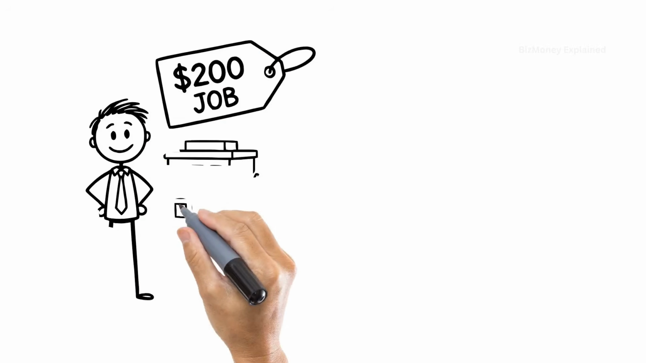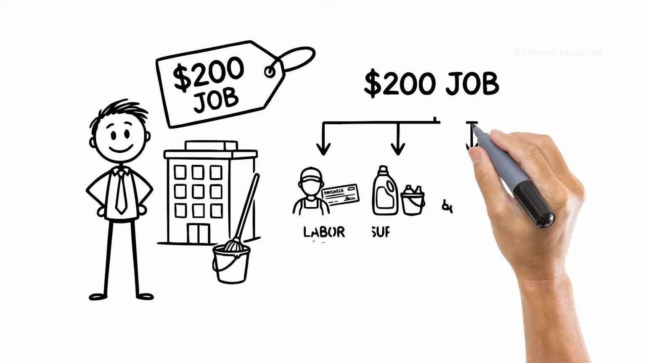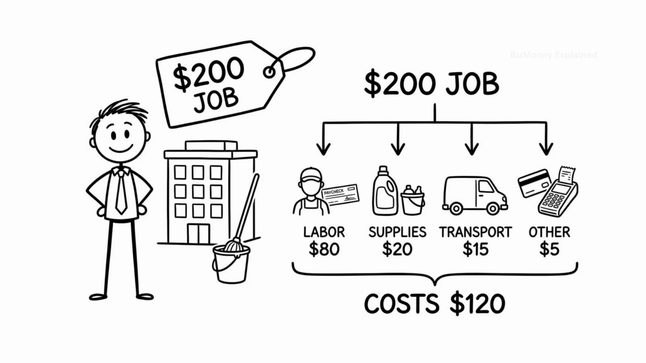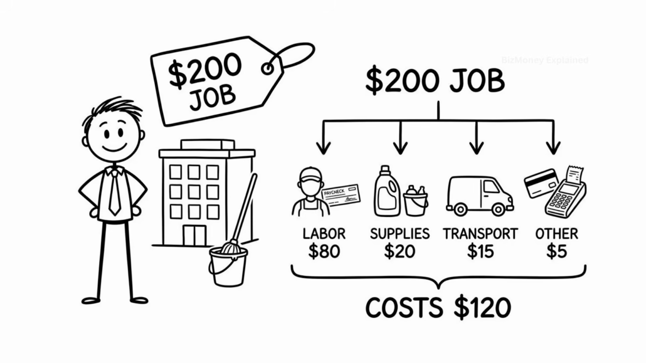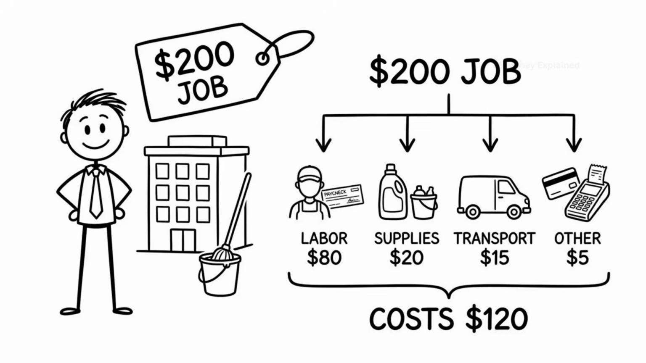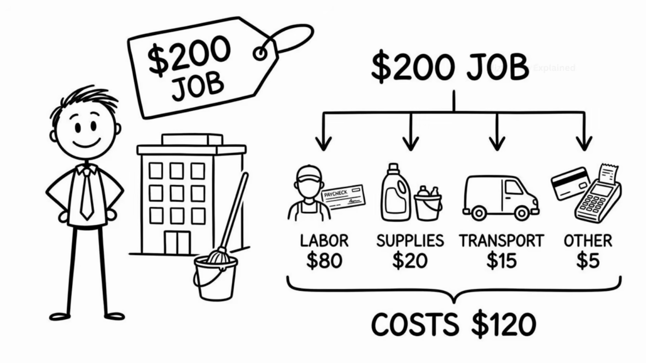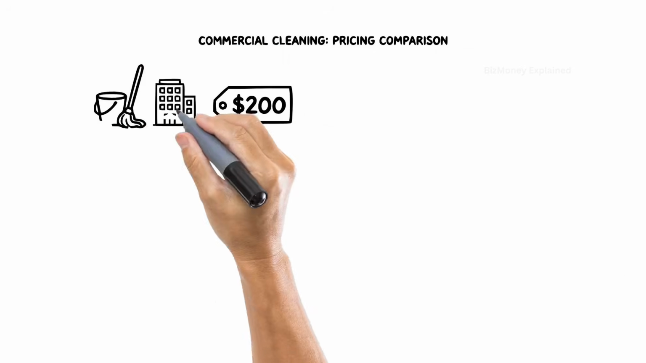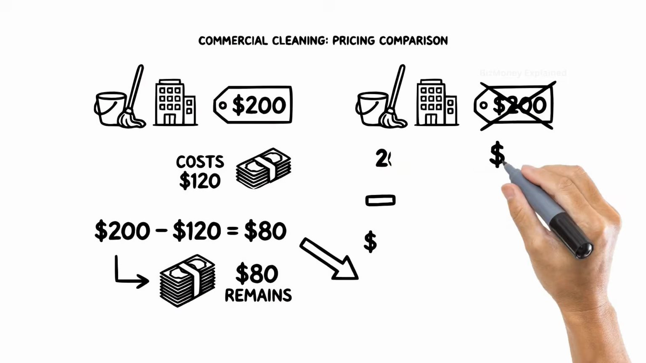Price for real profit. Suppose a cleaning company charges $200 for a commercial cleaning job. Labor costs $80, supplies cost $20, transportation costs $15, and payment processing plus other job-related costs add another $5. That leaves $80 before broader overhead expenses.